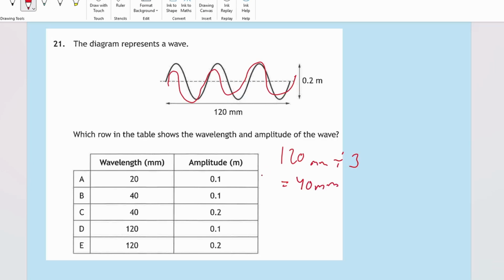So we can rule out A, D, and E. And then next, the amplitude is the distance from the 0 position, so this dotted line, all the way to the peak or the trough. So it could be this way or this way. And you can see it's just half of this 0.2 meters, and that works out to be 0.1 meters, and that works out to be B.